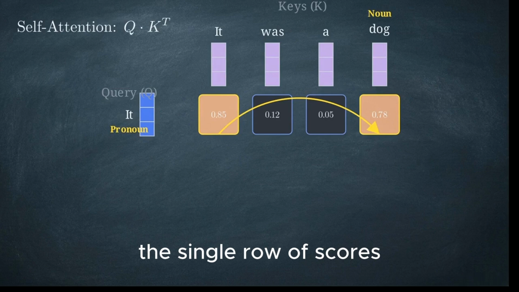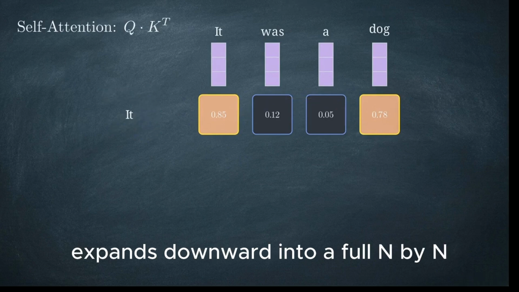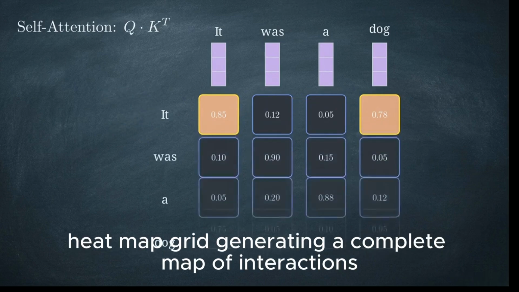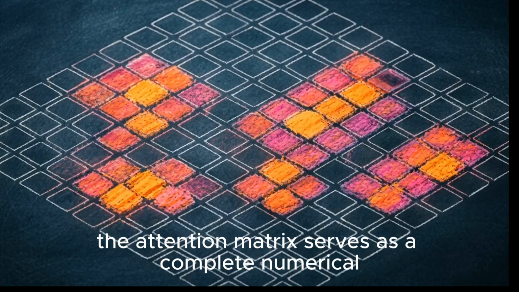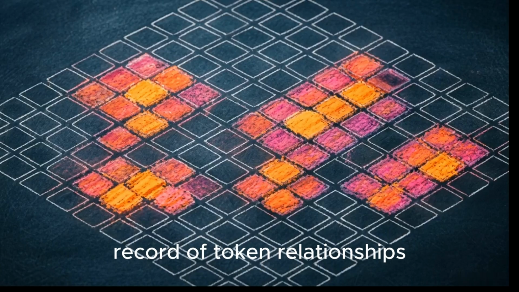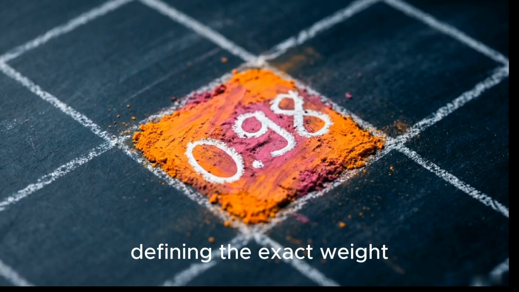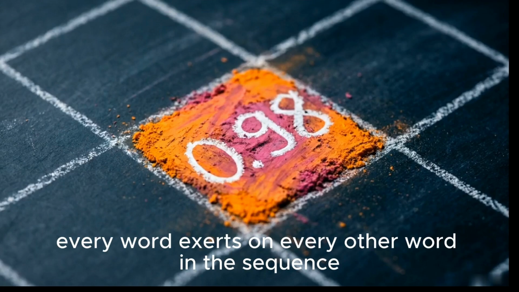The single row of scores expands downward into a full n by n heat map grid, generating a complete map of interactions. The attention matrix serves as a complete numerical record of token relationships, defining the exact weight every word exerts on every other word in the sequence.